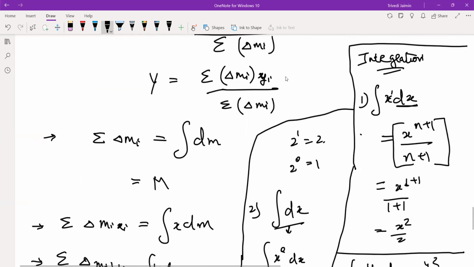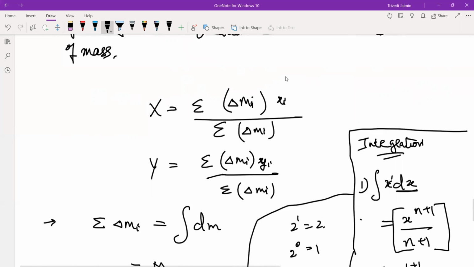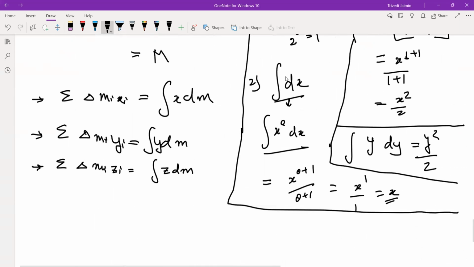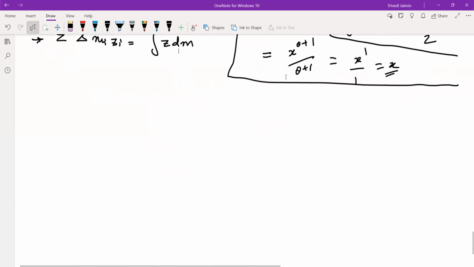So here we got almost everything. Are we missing anything? Mr. X, Mr. Y, and Mr. Z, all three came, right? Yeah, all gentlemen came. Okay. This much we did for just one thing, that is center of mass. We are finding the coordinates of the center of mass.